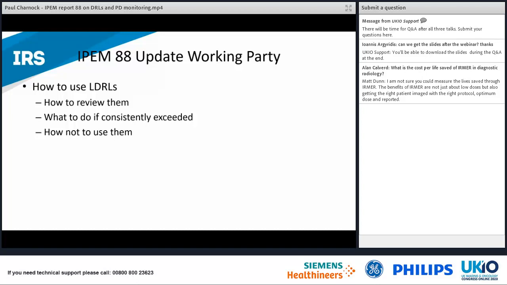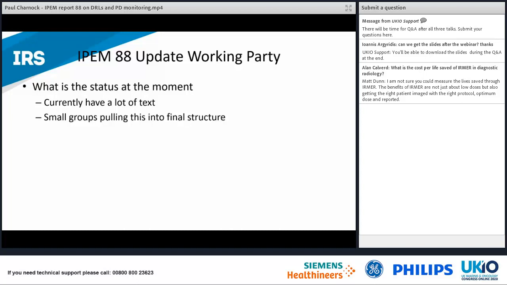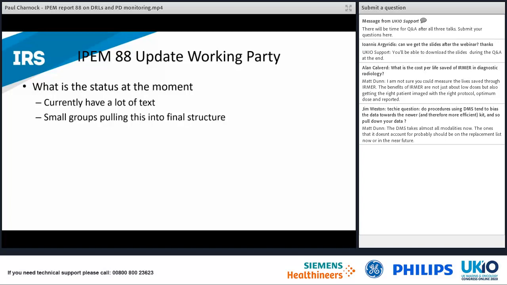Okay, so there is an overall plan of what we were aiming to achieve. So where we're up to at the moment. As I said earlier on, we initially put together a structure and started writing text for that structure. Now, currently we have quite a lot of text. It's very useful, but there's a lot of repetition and a lot of inconsistency between the different writers. So the plan was to have small groups pulling this into a final structure.